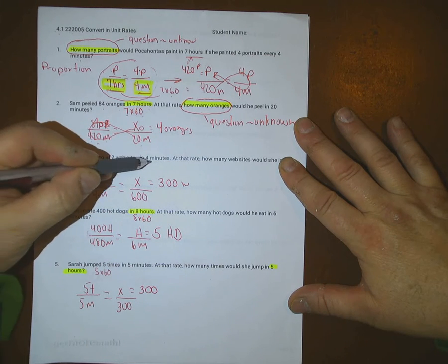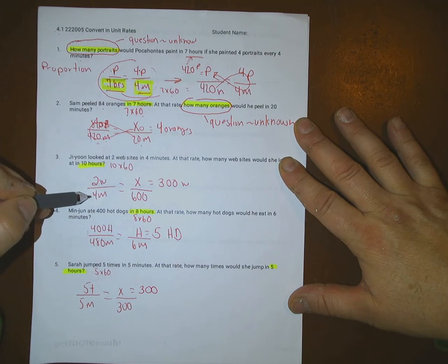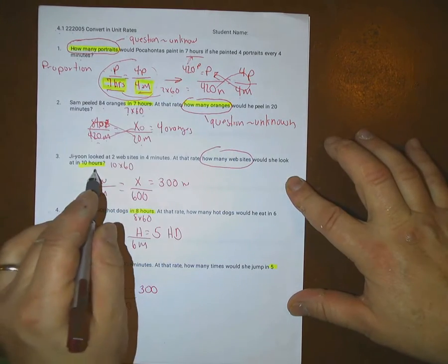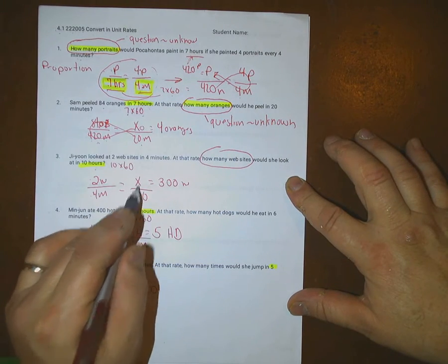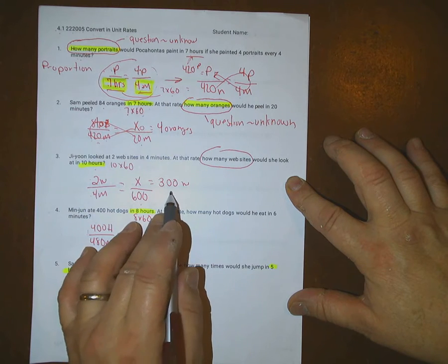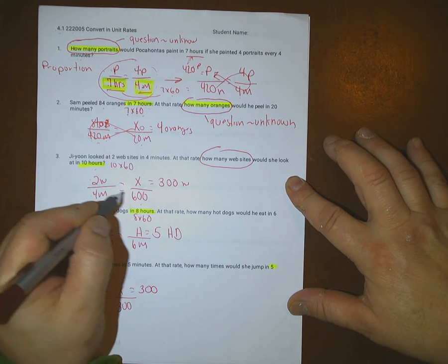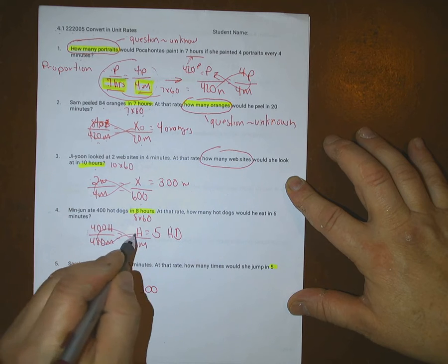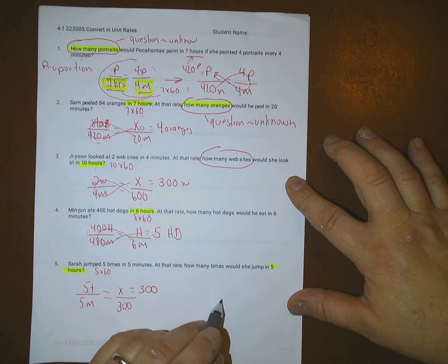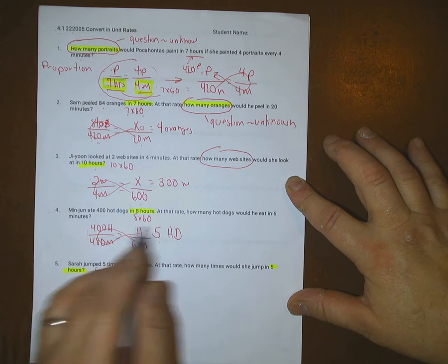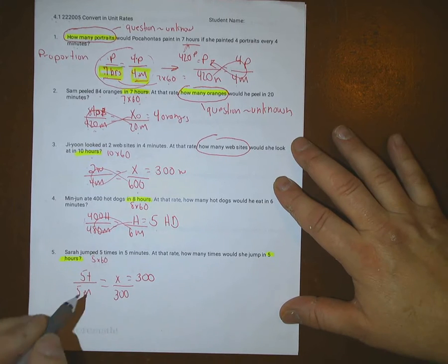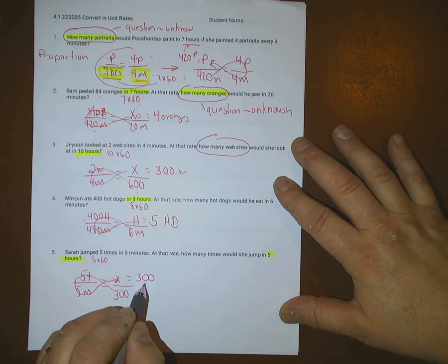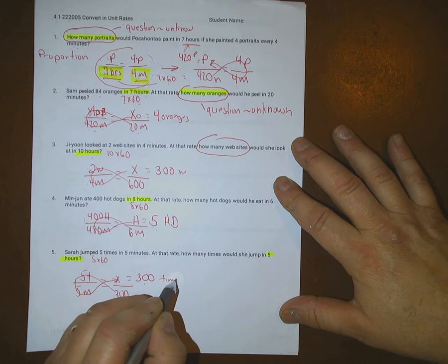If you looked at 2 websites in 4 minutes, your rate. Here's the question: how many websites in 10 hours? So 10 needs to be converted, x over 600. You would get 300 websites if you cross multiply and divide. So here, same setup, 5 is your answer. Okay, you can read the question, look at the setup, and check it with yours. Cross multiply, divide, you would find that it's 300.